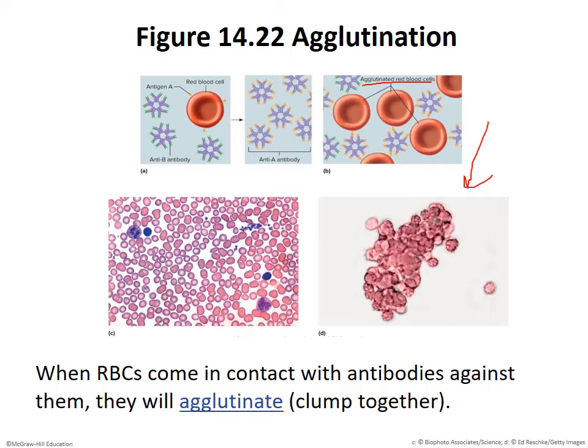As these cells start sticking together, they can no longer move freely and they clump together. And while it's helping save you, it can be very deadly if it's a lot of blood. All right. So again, that's what it's called, agglutination, or to clump together means to agglutinate.